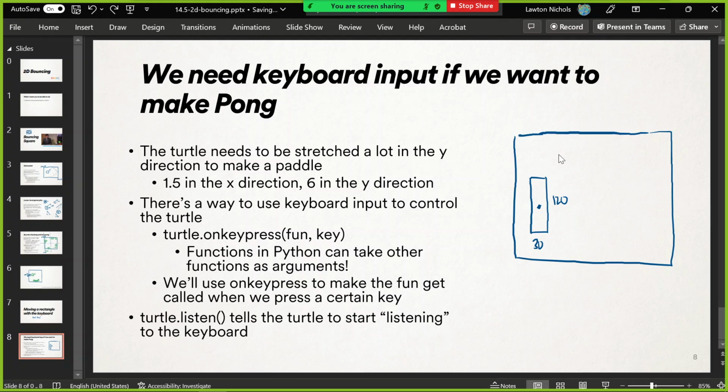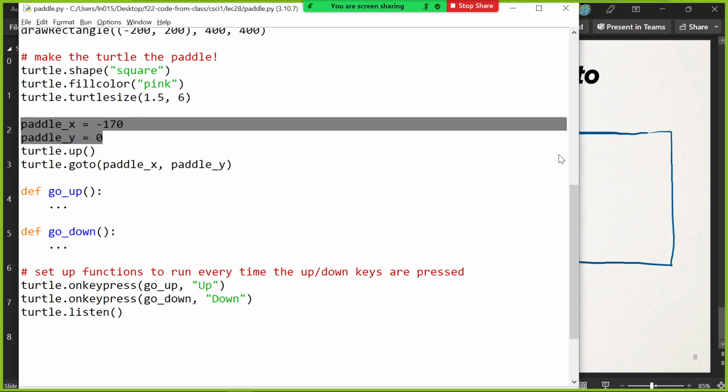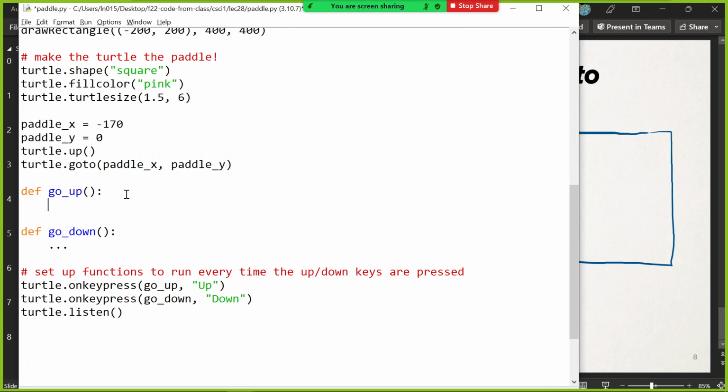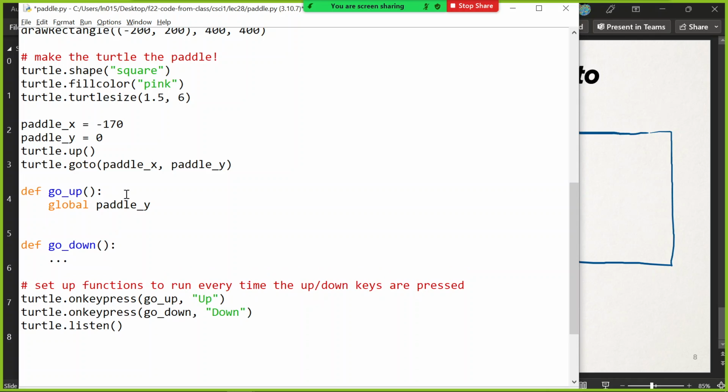Good. Yeah, it's just like the bouncing ball. And so I'd like to move the turtle in the positive Y direction every time I press the up key. So I'm setting paddle Y. It's a global variable outside, so I have to do this silly thing. But yeah, every time I press the up key, I'd like to set paddle Y to be what it was, plus 10. Something like that. 10, 20. Play around with whatever you like.